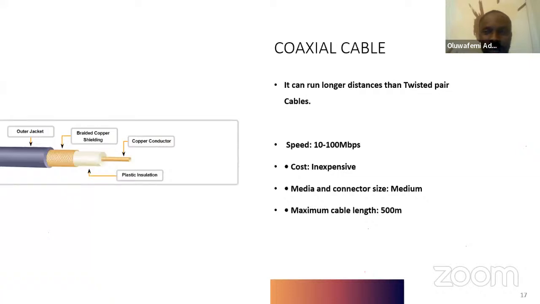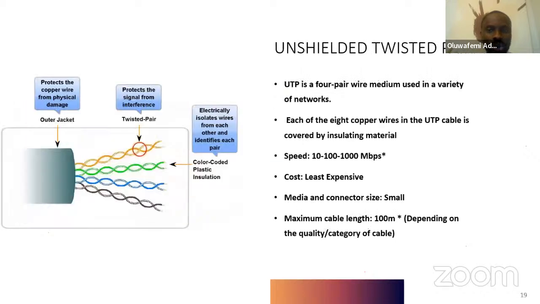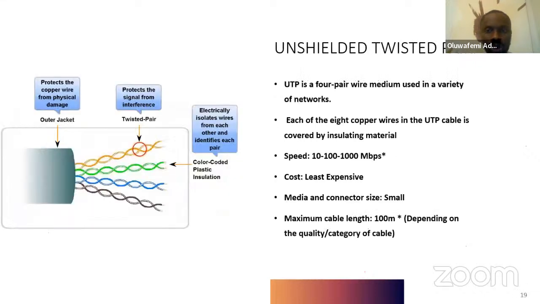Then we have the coaxial cable too, and it can run long distance than twisted pair cable, right? Speed 10 to 100 megabits per second, cost inexpensive, media and connector size medium, maximum cable length 500 meters. Now the shielded twisted pair is also a copper wire, and what it does that is different from the next one, the unshielded twisted pair, I will explain. They are the same thing, but the difference between these two, right?